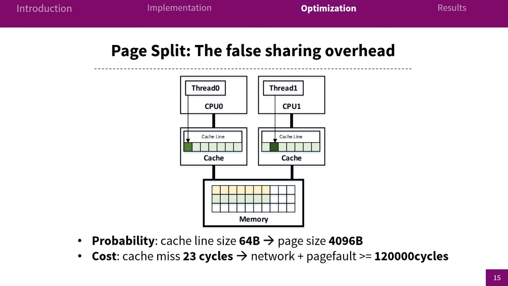The probability of false sharing increases from 64 bytes to 4 kilobytes, and each cache miss, which originally costs 20 cycles, increases to over 100,000 cycles when we have to fetch the page from the network and return from the page fault.